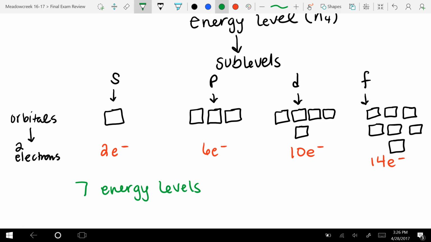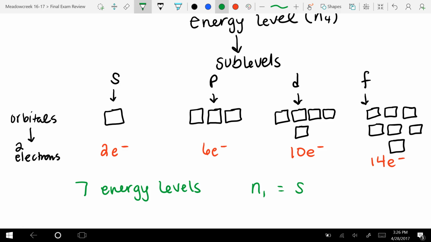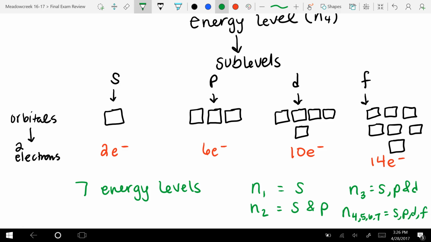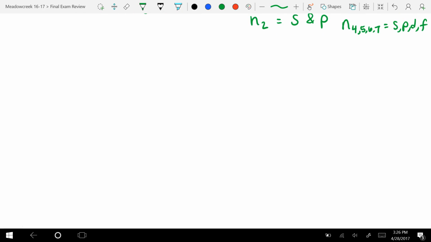With the first level, N1 has just an S orbital, N2 has S and P, N3 has S, P, and D. And then in levels 4, 5, 6, and 7, I'll have S, P, D, and F. Whether or not they're filled in, you'll also see in our next video how these orbitals, sublevels, and energy levels affect the way we arrange our periodic table, which is our handy-dandy thing.